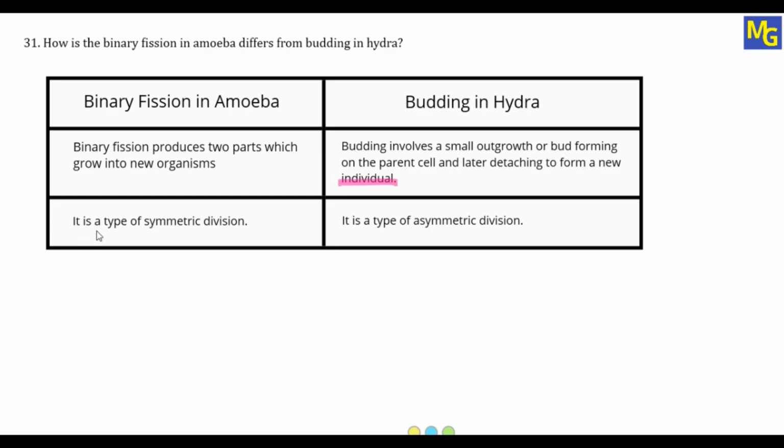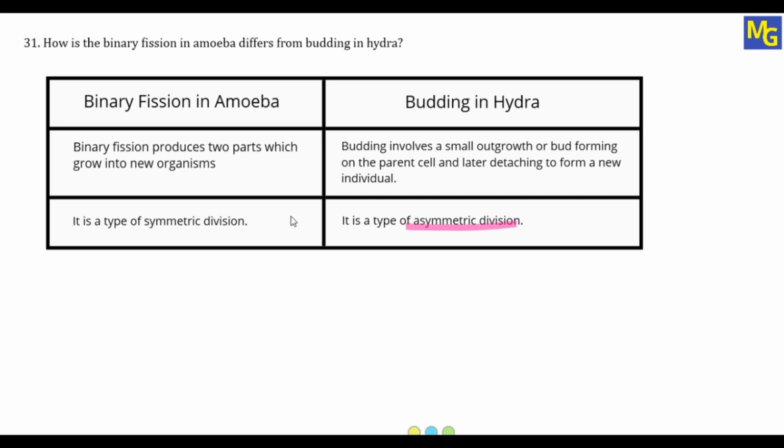Now the second difference. Binary fission is a type of symmetric division. So here your amoeba will divide equally. For example, the nucleus will divide equally into two parts. All the cell organelles will become double, and half of the cell organelles will remain in one amoeba and half of the cell organelles will go to the other amoeba. So it is called symmetric. But in case of budding, it is asymmetric. So here there will not be an equal division or equal separation of all the constituent elements present in the cell. So it is called asymmetric division.